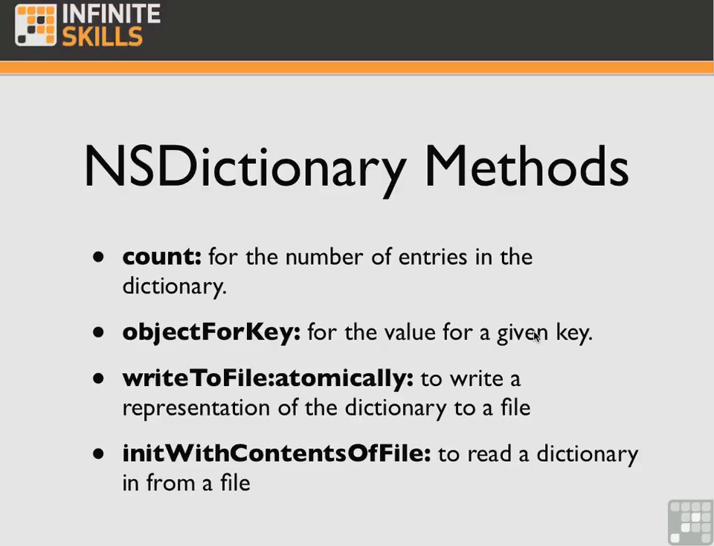You also have the methods writeToFile:atomically:, which writes a representation of the dictionary to a file, and initWithContentsOfFile:, which essentially reads the dictionary in from a file. Now remember, if an array or dictionary contains objects that are not property list objects, you can't save and then restore them using the built-in methods.